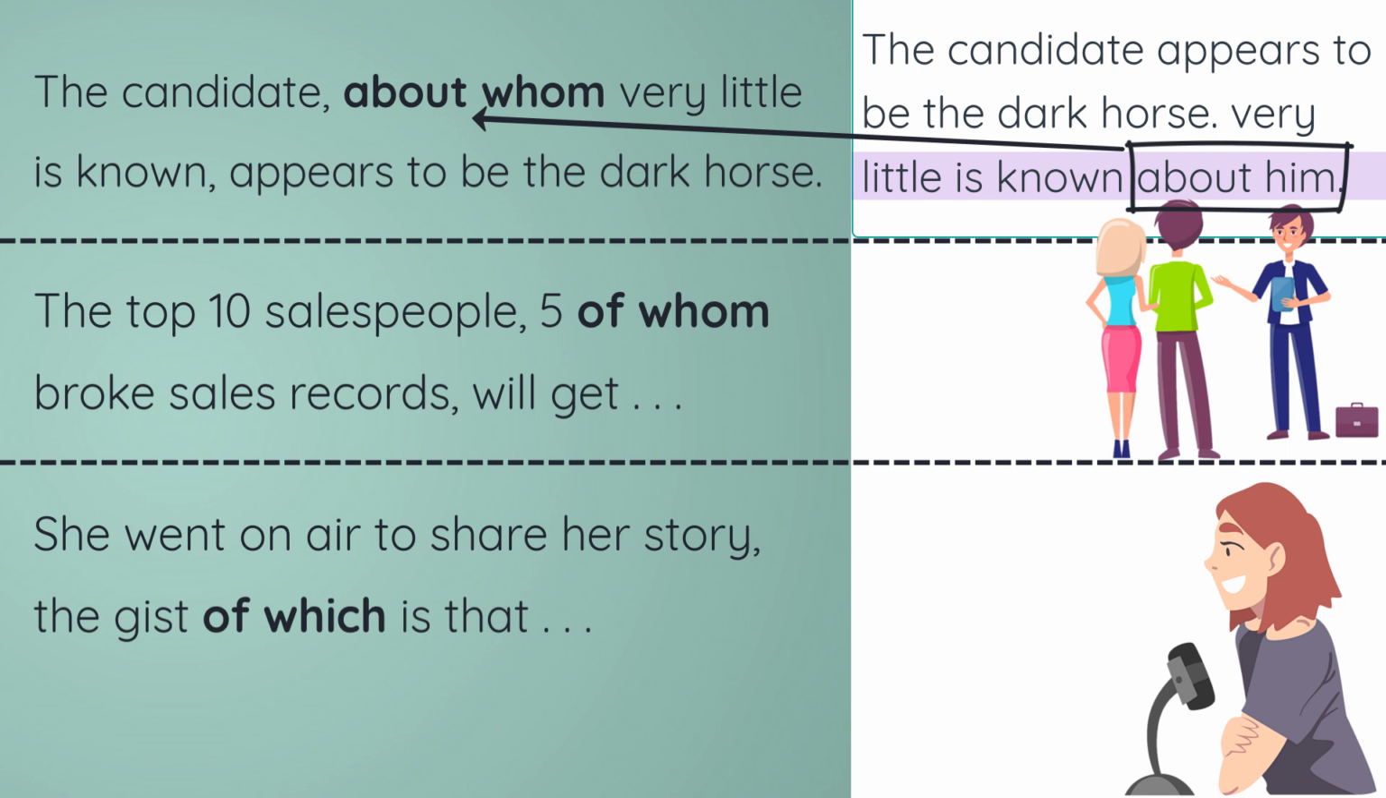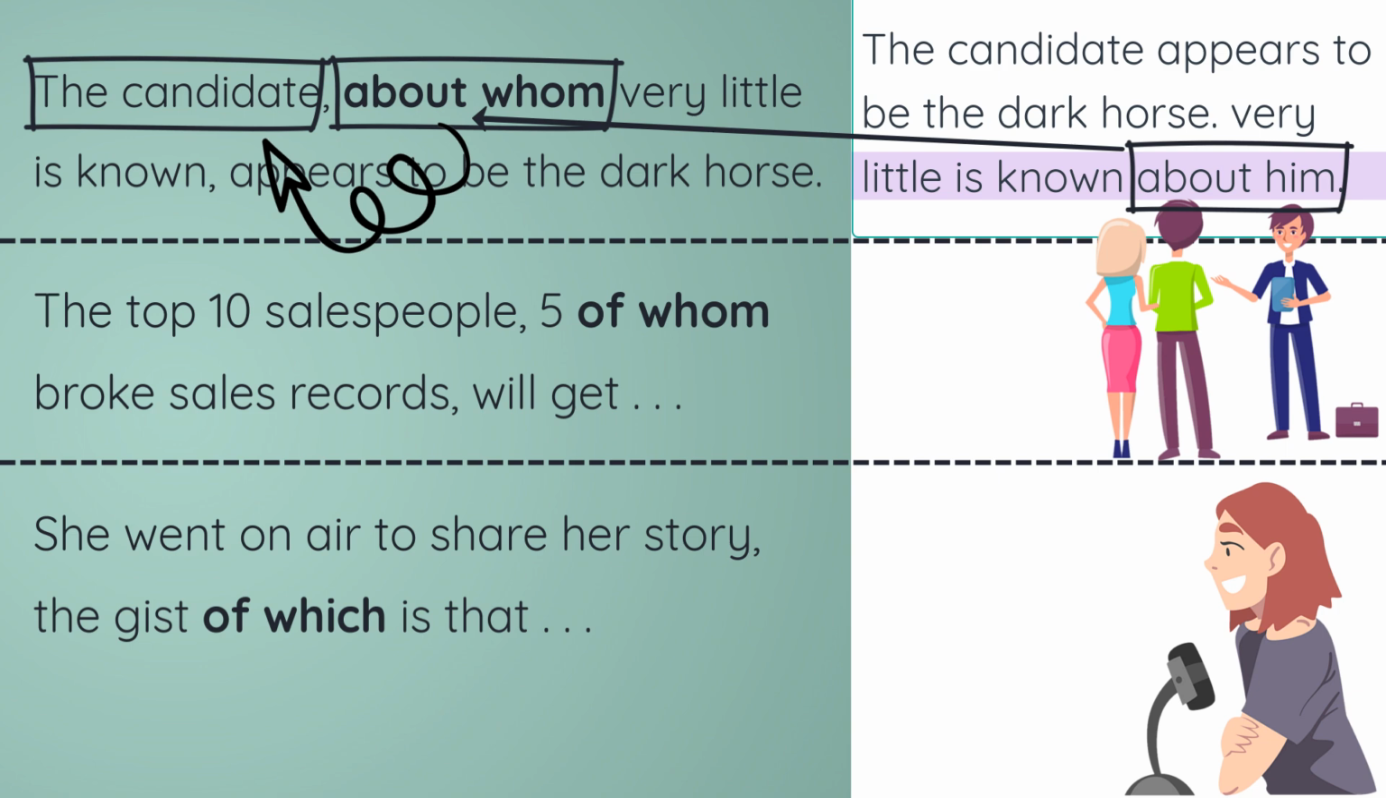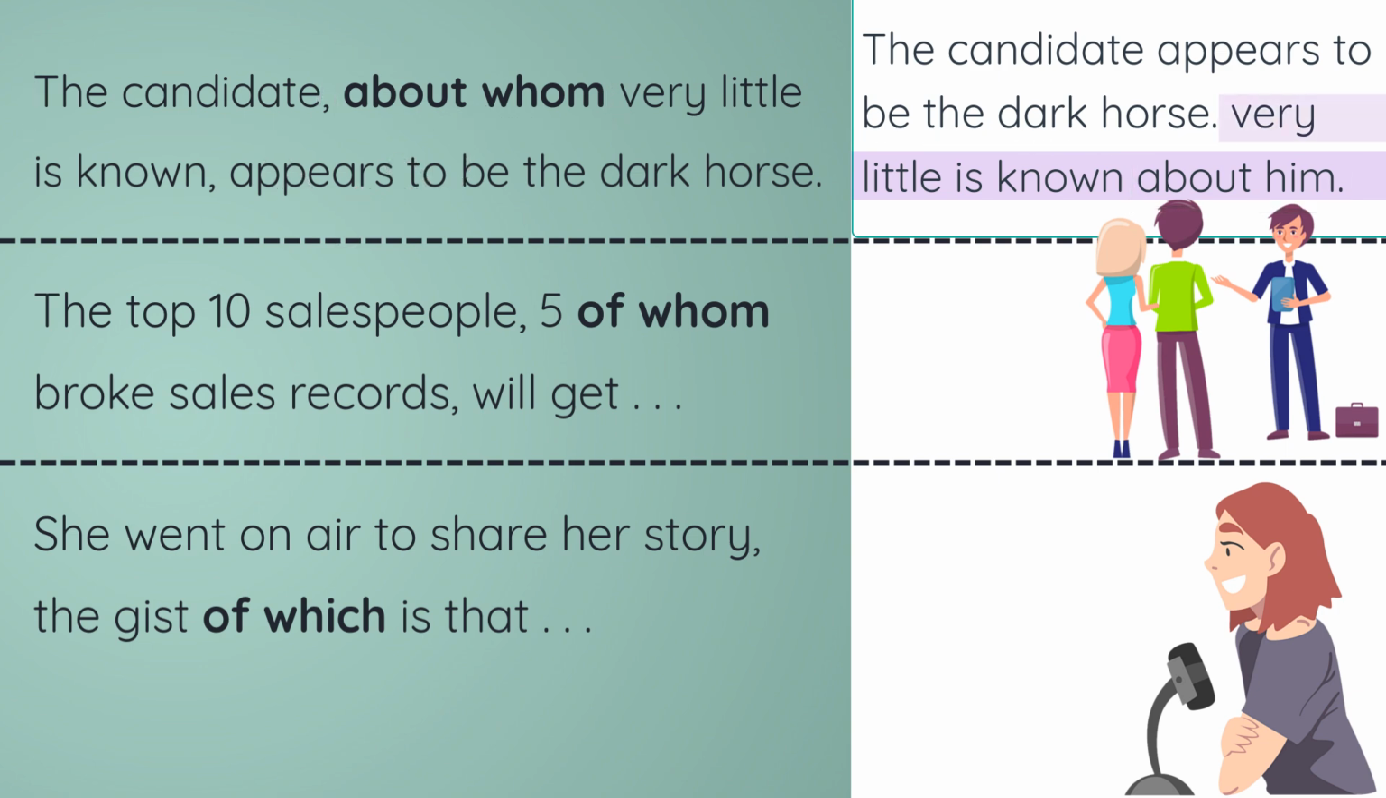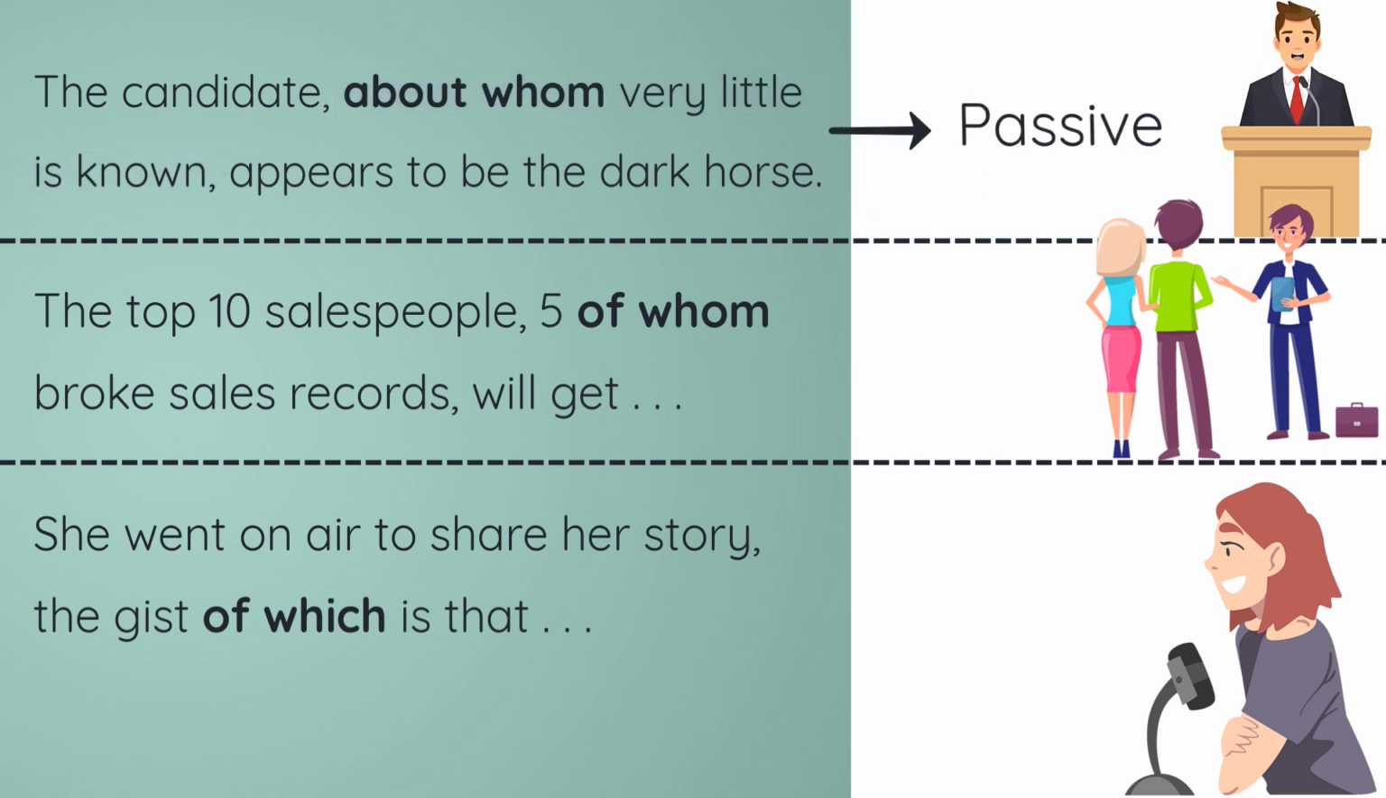Because remember, an adjective clause is going to come right after the noun that it is describing or identifying. So if I put it, very little is known about him, in a separate sentence, no problem. If I want to put it right next to the noun, whom is the candidate. About the candidate, very little is known. You can use it in active, you can use it in passive. Here, we're using it in passive, which is why there is no subject here.